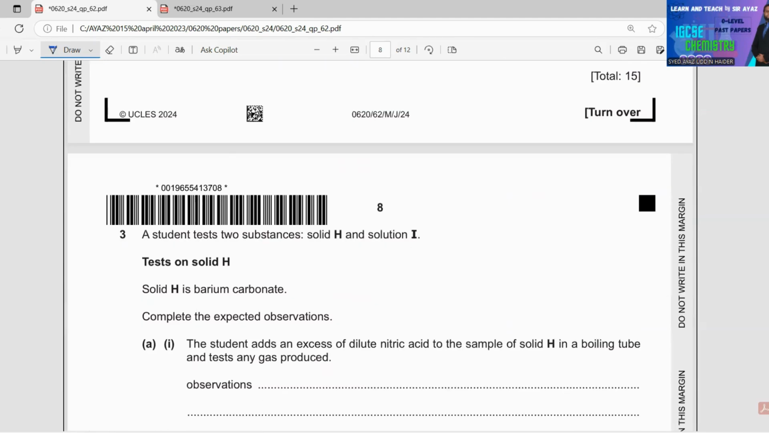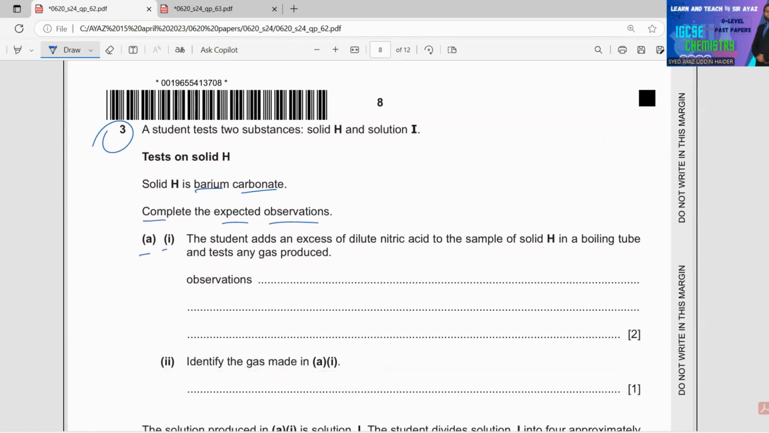Moving to next question, which is question number 3. The student tests 2 substances, solid H and solution I. Test on solid H. Solid H is barium carbonate. Now they have mentioned the name of the compound which is in solid H. It's barium carbonate. Complete the expected observations. A1. The student adds an excess of dilute nitric acid to the sample of solid H in a boiling tube and tests any gas produced. So observations with dilute nitric acid.